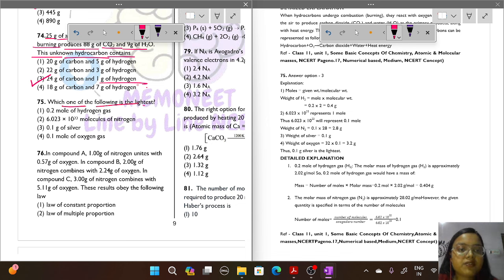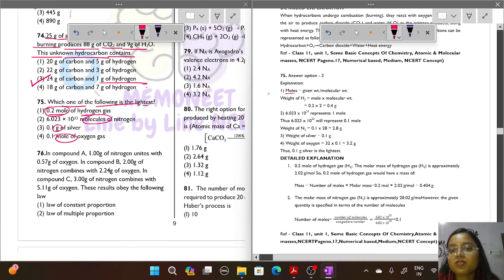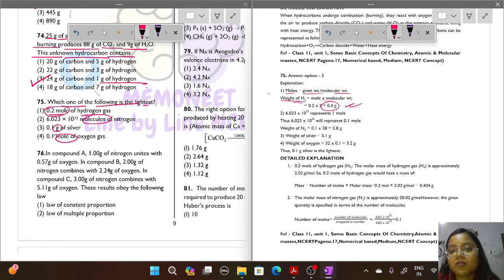Which one of the following is the lightest? 0.2 mole of hydrogen gas. It is given in moles, in molecules, in grams, and again in moles. So first of all, we will arrange all these in one type of unit so that we can compare them. For the first one, moles is given weight by molecular weight. So we will find out the weight of hydrogen, which comes out to be 4 gram. We are converting everything into grams.